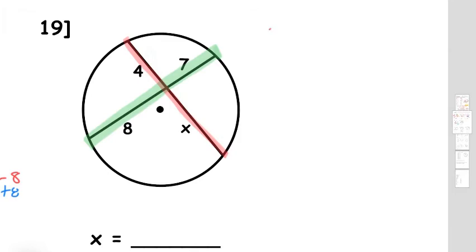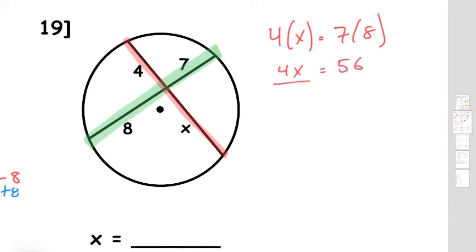And so we have part of one chord, which is 4x, equals the other part, which is 7 times 8. And we're going to solve for x. So 4x equals 56. Divide both sides by 4. And we get x to be 14.